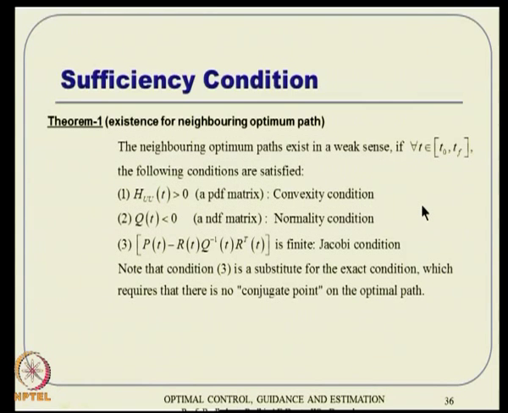So, theorem 1 tells something like this: existence of a neighboring optimum path. These are the conditions. The neighboring optimum path exists in the weak sense, from T naught to T f, if the following conditions are satisfied: the second derivative of the Hamiltonian with respect to u, del square H by del u square, is guaranteed to be a positive definite matrix all the time. That is called the convexity condition. And then Q has to be a negative definite matrix. That is called the normality condition.